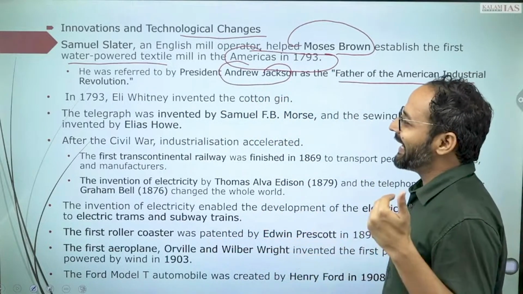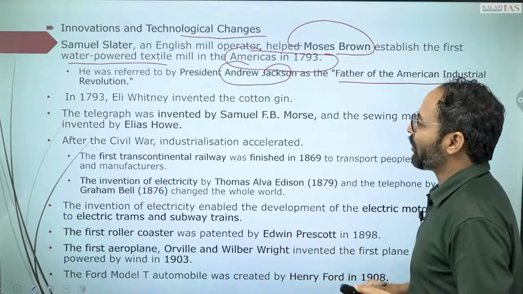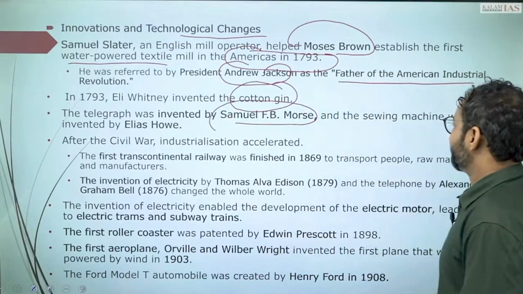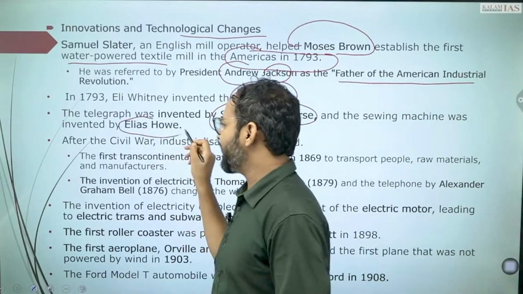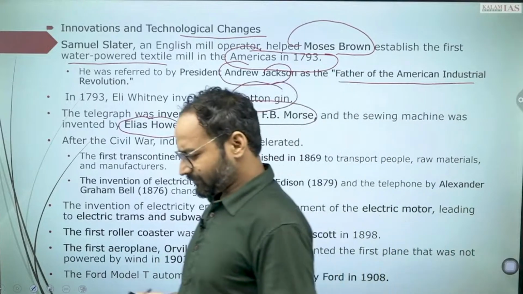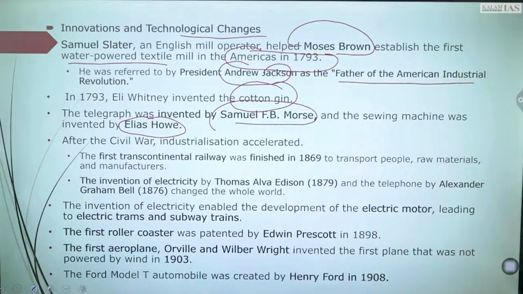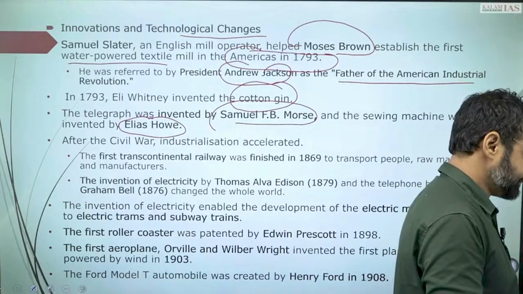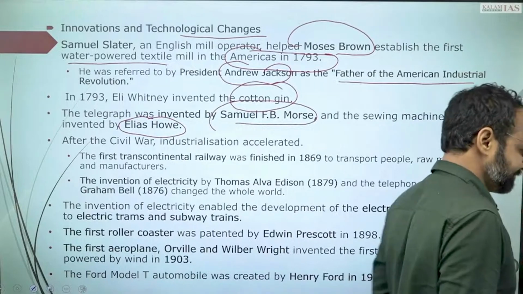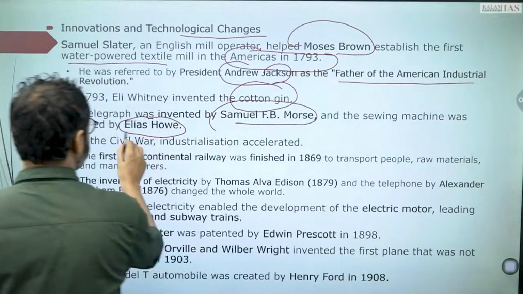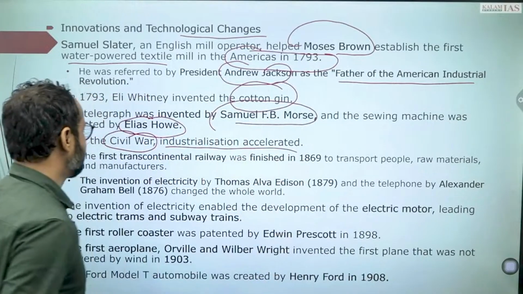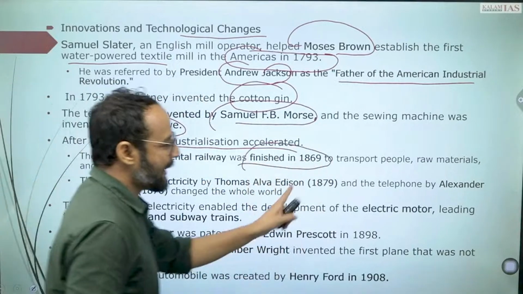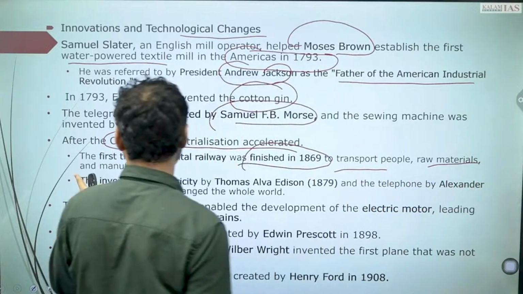In 1793, Eli Whitney invented the cotton gin. The telegraph was invented by Samuel Morse, and the sewing machine was invented by Elias Howe. This also led to more innovations. Then we had, after the Civil War in the 1860s, industrialization accelerated. The first transcontinental railway was finished in 1869 to transport people, raw materials, and manufactured goods.